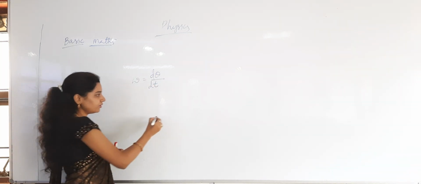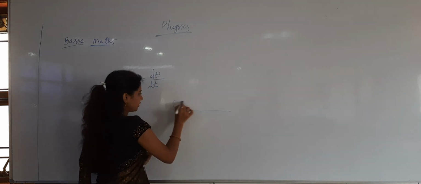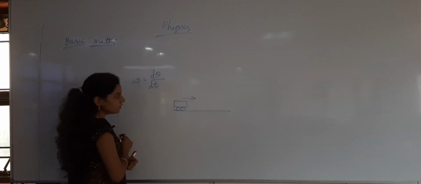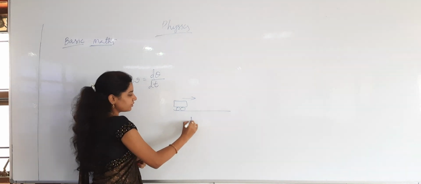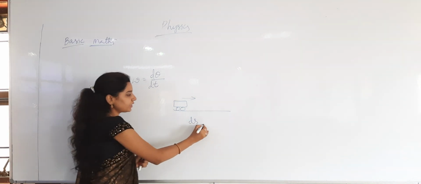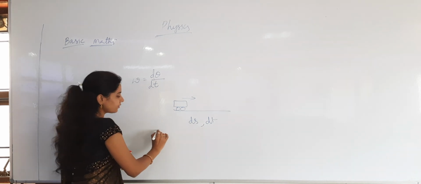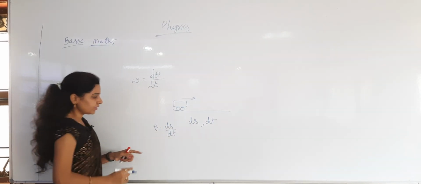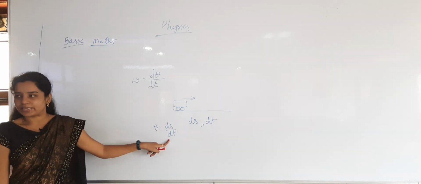Okay, for example, a vehicle is moving on a straight road. It makes a displacement of ds in time dt. What is the velocity of the body? V is equal to ds by dt, nothing but linear displacement by time.